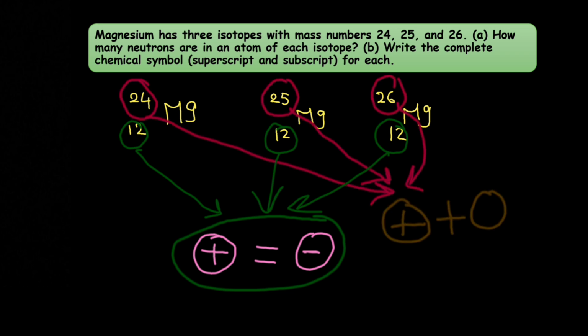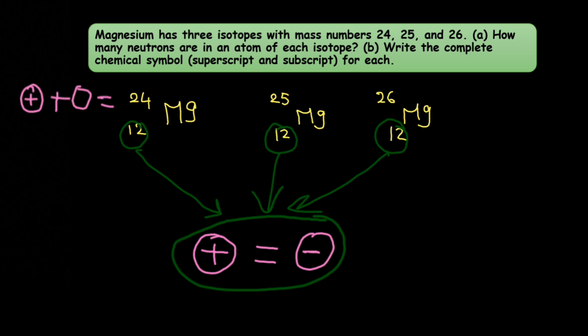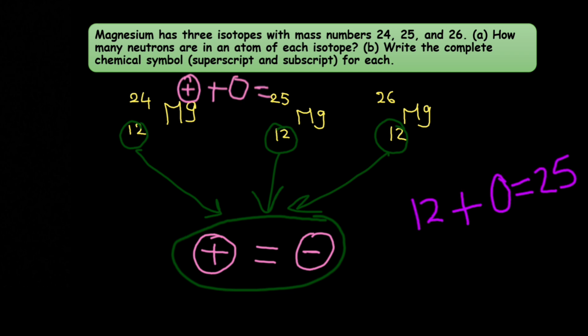The superscript in each isotope is the number of protons and neutrons. For the first isotope, the number of protons and neutrons is equal to 24. So 12 plus the number of neutrons equals 24, so the number of neutrons is 24 minus 12 equals 12. For the second isotope, 25 is equal to the number of protons and neutrons. So the number of neutrons is 25 minus 12 equals 13.